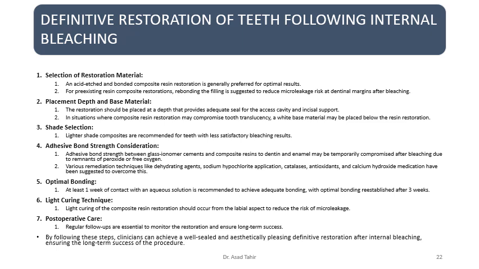The definitive restoration of teeth following internal bleaching is crucial for long-term success. Here's how it's typically done. Selection of restoration material. An acid-etched and bonded composite resin restoration is generally preferred for optimal results. For pre-existing resin composite restorations, rebonding the filling is suggested to reduce micro-leakage risk at dentinal margins after bleaching.